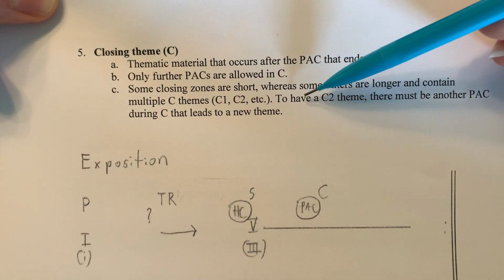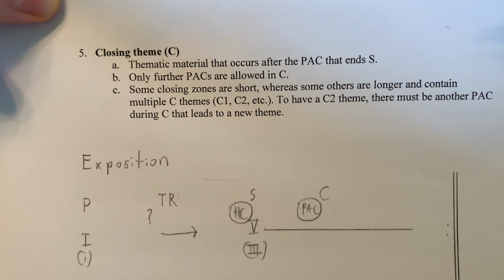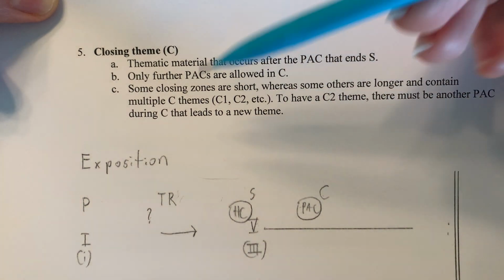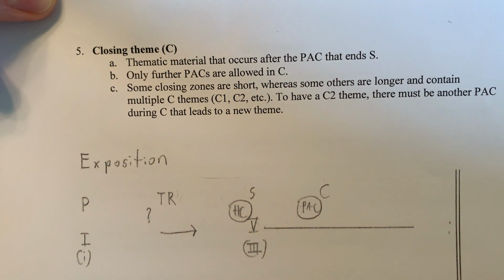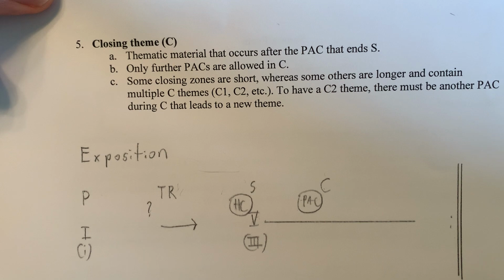If you're going to use this option, though, if you're going to have a C2 theme, there must be another PAC during C that leads to the new themes. In other words, PACs are what allow you to move on to the next number if you're going to have multiple C themes.